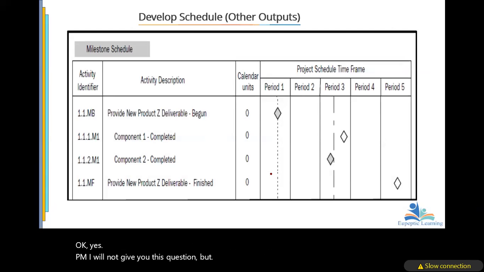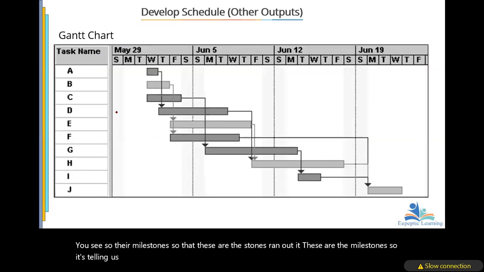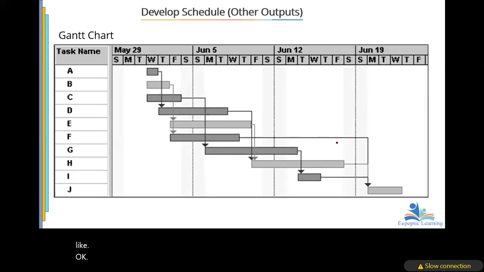they can ask you what type of chart is this. You see, so the milestones, these are the milestones, are they not? So it's telling us that these are the milestones. Okay, and this is the Gantt chart. This is exactly how it will look. A Gantt chart typically looks like this.